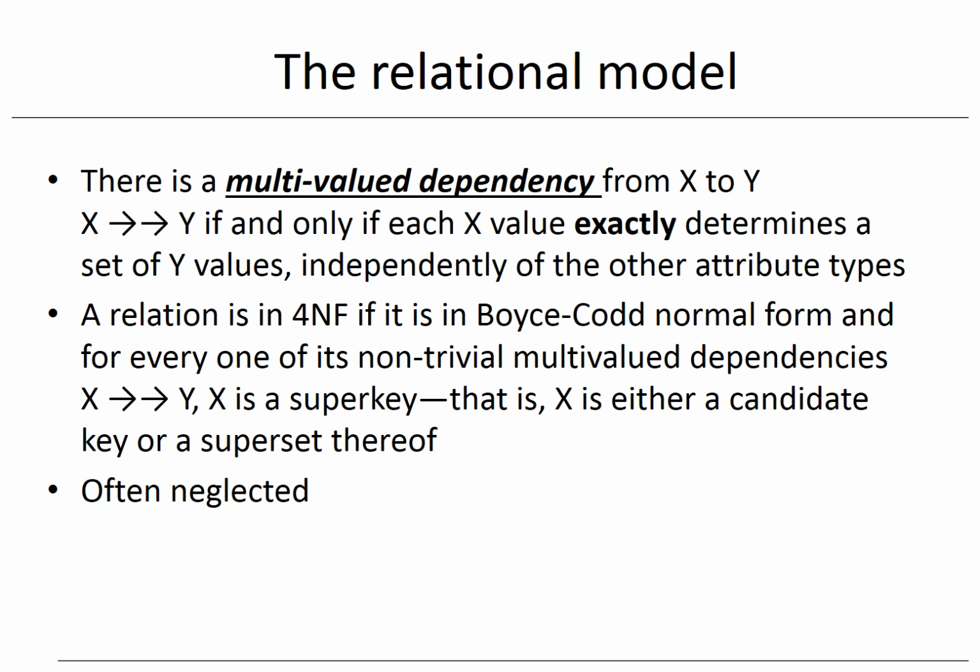A relation is in fourth normal form if it is in Boyce-Codd normal form, and for every one of its non-trivial multivalued dependencies X to Y, X is a superkey. That is, X is either a candidate key or a superset thereof. Note that this normal form is often neglected in database modeling. Let's illustrate it with an example.